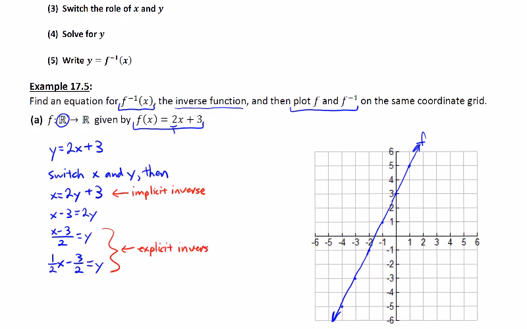And the explicit inverse is what we're looking for in step number 4, where it says to solve for y. So I didn't mention that, I just kind of rolled into that step, but that's what we were doing just now with step number 4, solving for y. And then on step number 5, it says to write y is equal to the f inverse of x. So this means that I'm just going to rewrite this bottom line as f inverse of x is equal to 1/2 x minus 3/2. And this gives me the equation for the inverse. So I want to graph that at the same time as f.